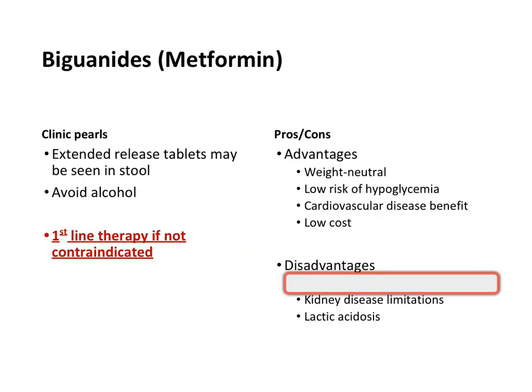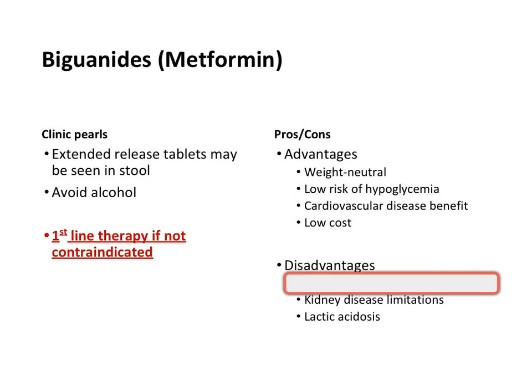Metformin definitely has more advantages than disadvantages. It is weight neutral. It doesn't make the patient gain weight. There are some diabetic medications that do cause some weight gain. There's a low risk of hypoglycemia. Again, it does not lower blood glucose directly. It makes insulin receptivity better in the human body. It seems to have a cardiovascular disease benefit in patients who are diabetic, and it's pretty cheap. There are lots of generic forms, even in the extended release dosage forms.